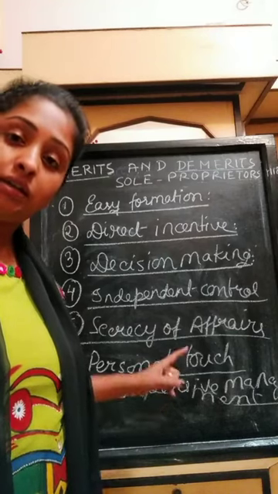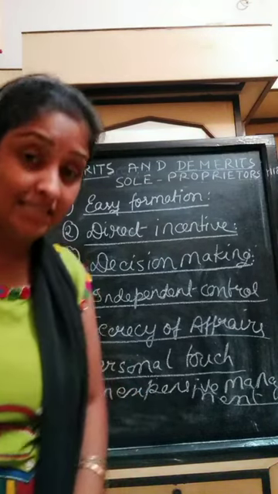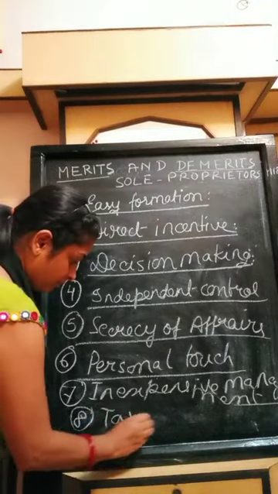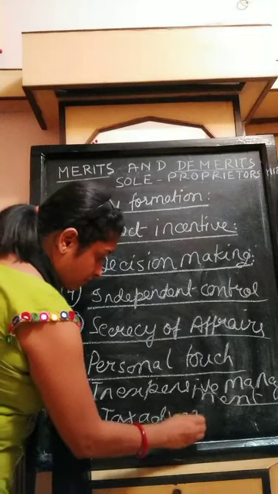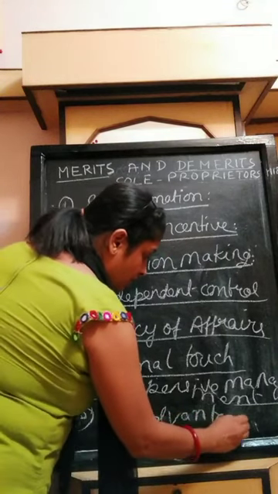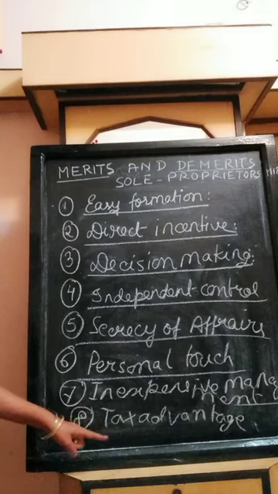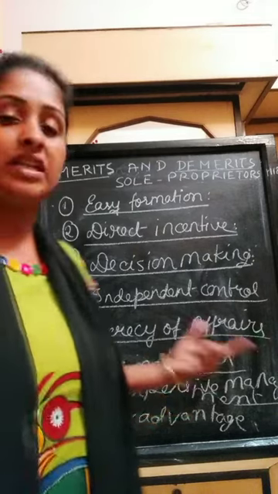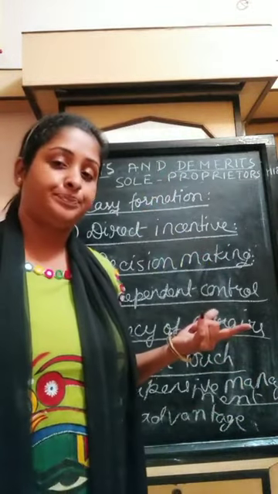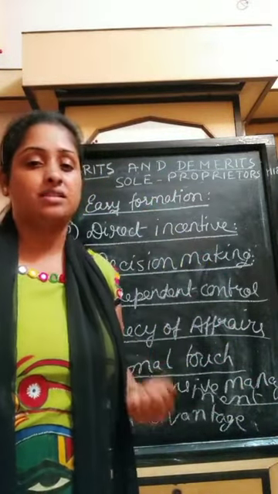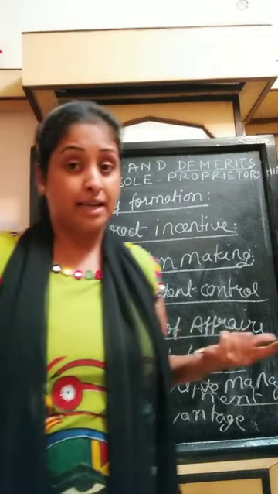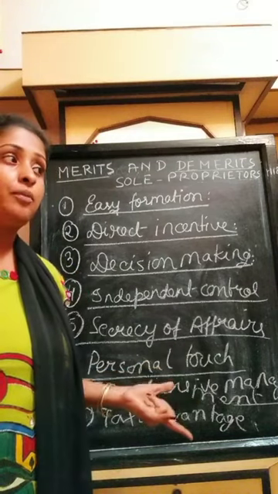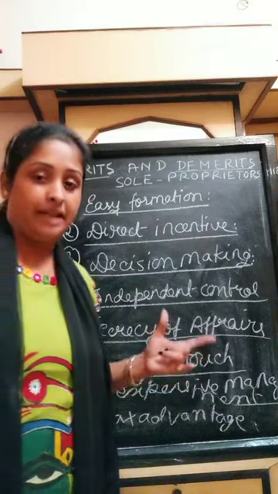Now coming to the next very important point, tax advantage. Please note tax advantage. This is a very small business, so it has the minimum tax burden compared to other big organizations which have much more tax burden. So this type of organization has minimum tax burden.